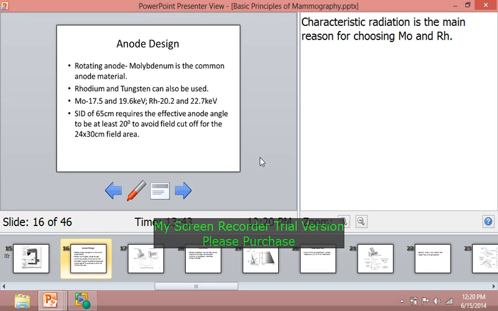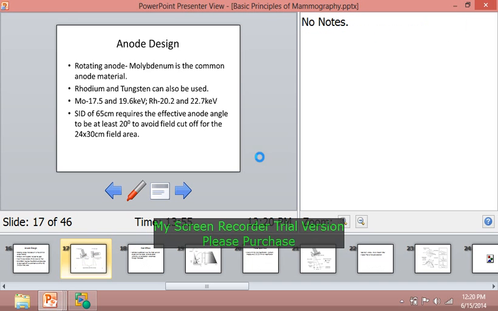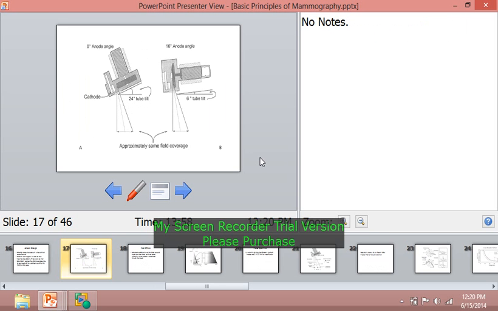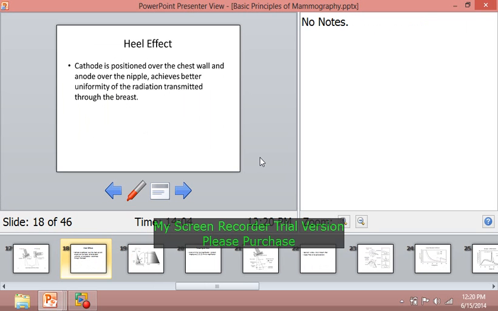And there is the SID, that is source image distance of 65 centimeter and the anode angle of 20 degrees, so we can cover the full FOV. This is how the anode angle affects. So what is the heel effect?